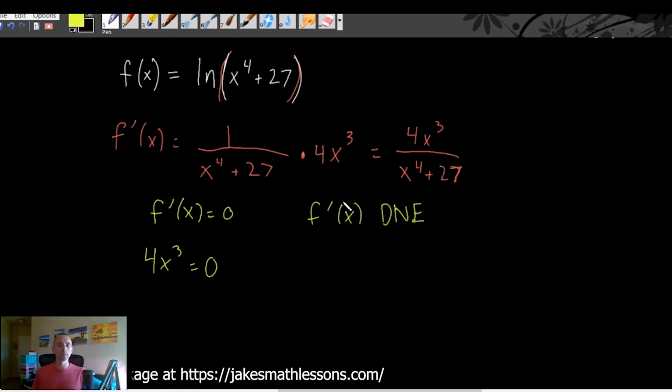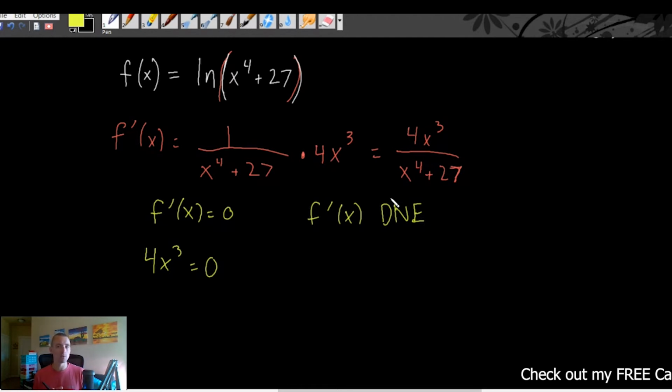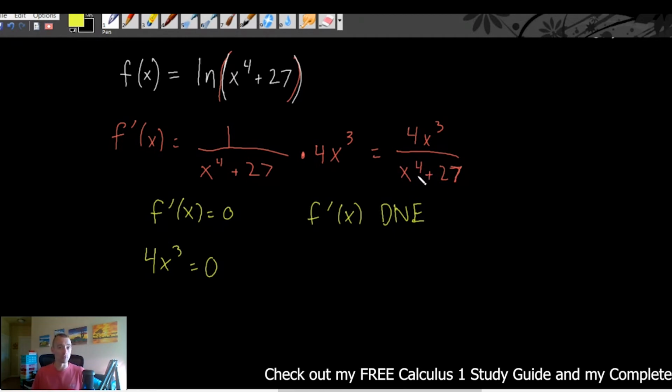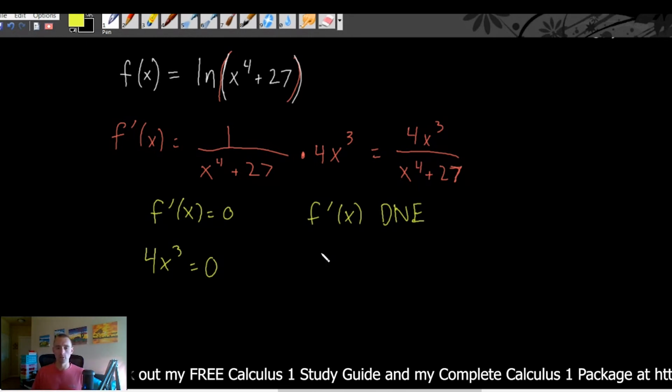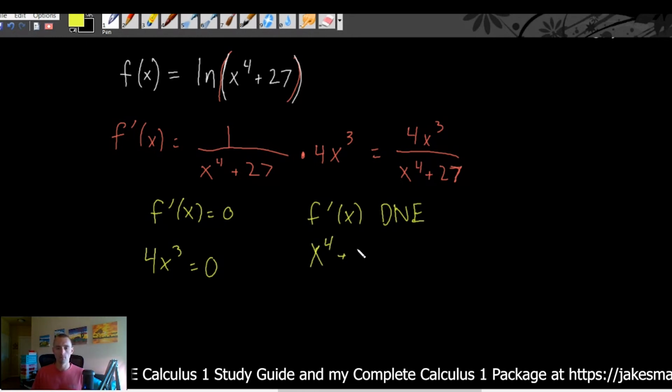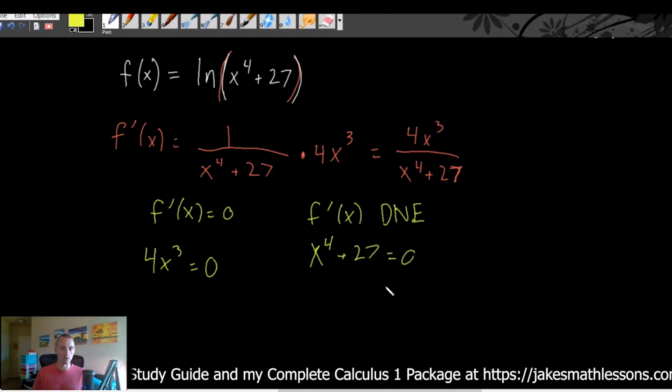And the only places where f prime of x might not exist is wherever the denominator equals 0, because we don't have anything else besides a fraction that could cause us to break the rules of math. There's no square roots, there's no logs in this function, but there is a fraction. So we need to be careful of dividing by 0. You cannot divide by 0. So if the bottom of a fraction equals 0, that means you're dividing by 0, which is against the rules of math. So what we can do is just take the bottom of our fraction and set it equal to 0.